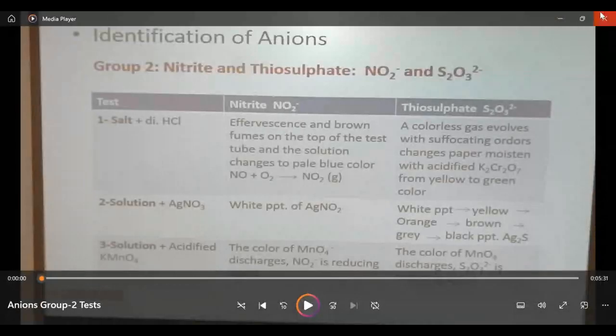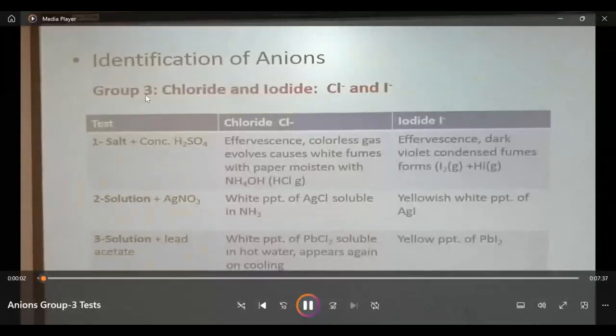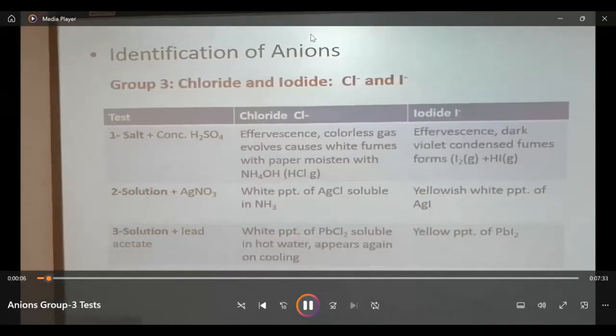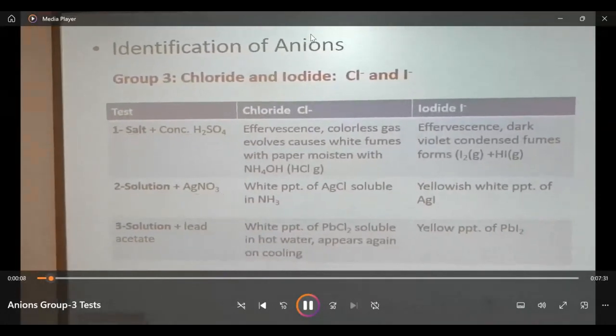Now let us go to the second group, which is the Conc sulfuric acid group, and we're just going to discuss two anions, which are iodide and chloride. Forget about this three. It should be group 2. And the group reagent is Conc sulfuric acid.